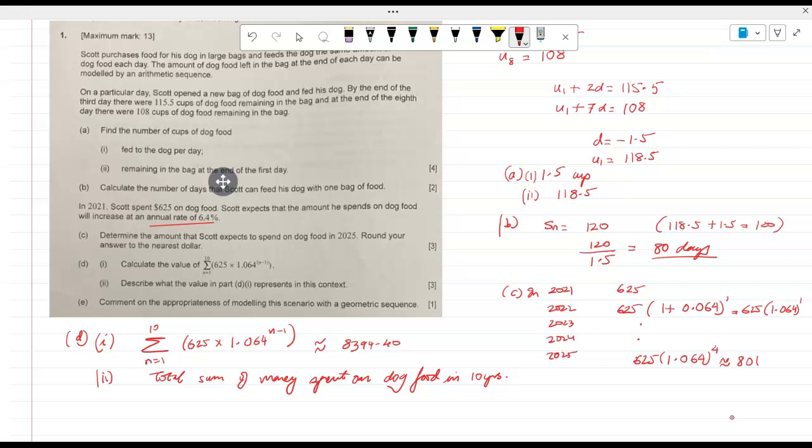Comment on the modeling of the scenario with a geometric sequence. We are assuming that the rate is constant. That's mostly it. The rate is constant, the dog is alive and has the same kind of food. The rate doesn't change. Anything you can write.